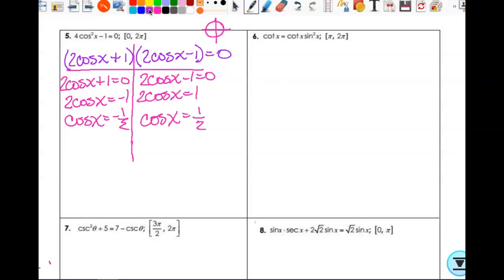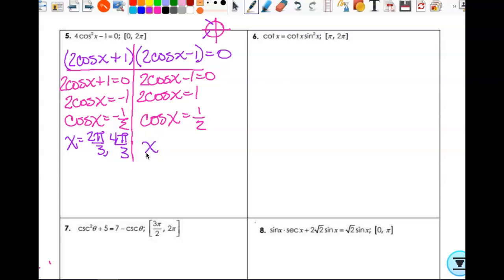So in this first one, cosine is negative. I know cosine is negative in the second and the third quadrants. What is the reference angle that gives me a cosine value of negative 1/2? Pi thirds. What's my second quadrant pi thirds angle? 2 pi thirds. And my third quadrant? 4 pi thirds.